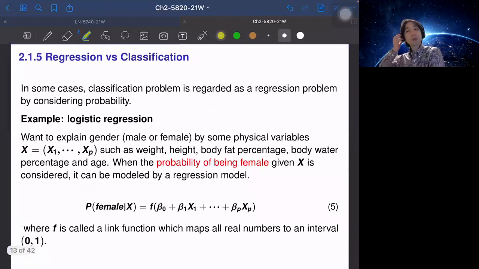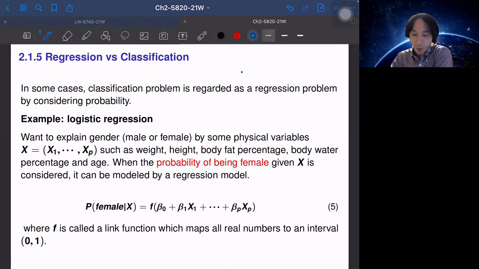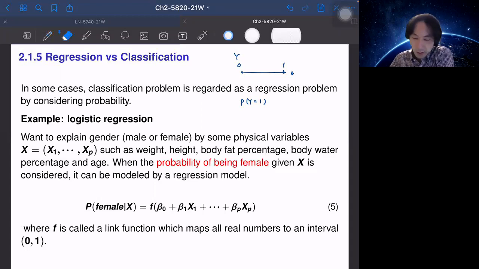And the classification problem is regarded as a regression problem if the category is binary, so Y is binary. Because if you only have two values, it's ordered, right? So the 0 and 1, it's ordered. So we can say that if we think about what possible value of Y is 0 or 1, then if we think about probability of Y is equal to 1, then this is between 0 and 1, and it's kind of the continuous interval. So we can see this as the regression problem. So that is the logistic regression.